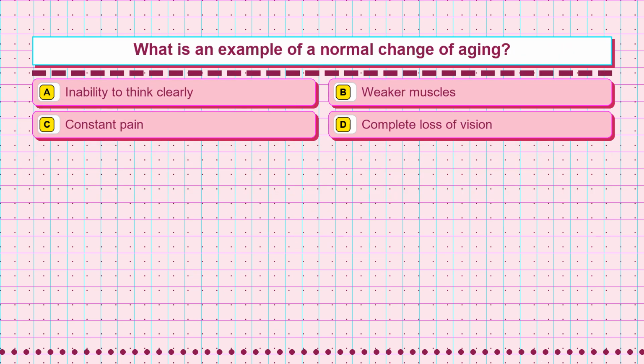Question 87. What is an example of a normal change of aging? Option A. Inability to think clearly. Option B. Weaker muscles. Option C. Constant pain. Option D. A complete loss of vision.